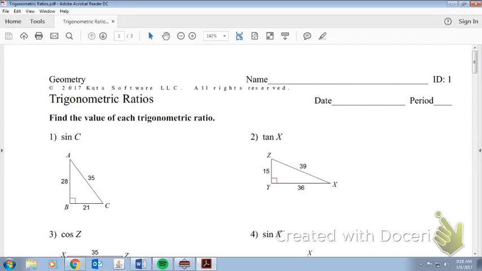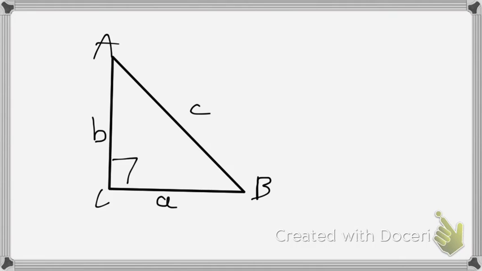Now, this is going to focus somewhat on this current worksheet, but I want to do a little bit more than simply work through problems. I want to start briefly by talking about what sine, cosine, and tangent mean. Here we have a right triangle, and you have to understand sine, cosine, and tangent are trigonometric ratios. Trigonometry, as far as we're going to study it, only applies to right triangles.